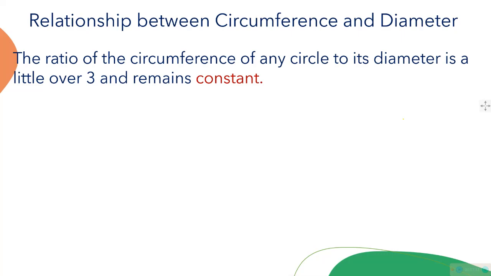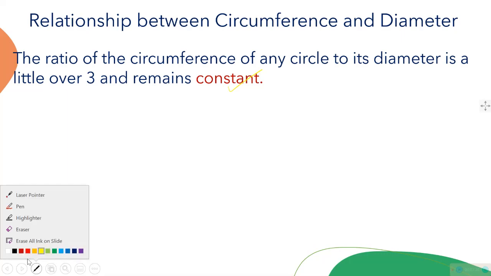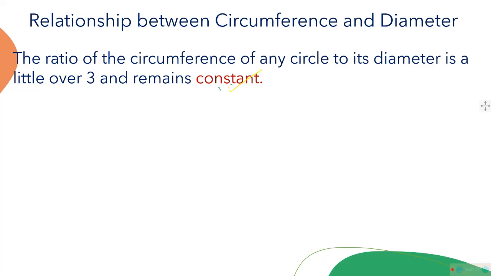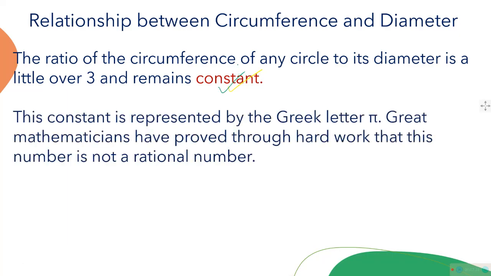The ratio of the circumference of any circle to its diameter is a little over 3 and remains constant. This is our conclusion. The ratio between the circumference and the diameter is always a little over 3 and remains constant. This constant is represented by a Greek letter, pi. Whenever we write it, we will write it like this, pi.